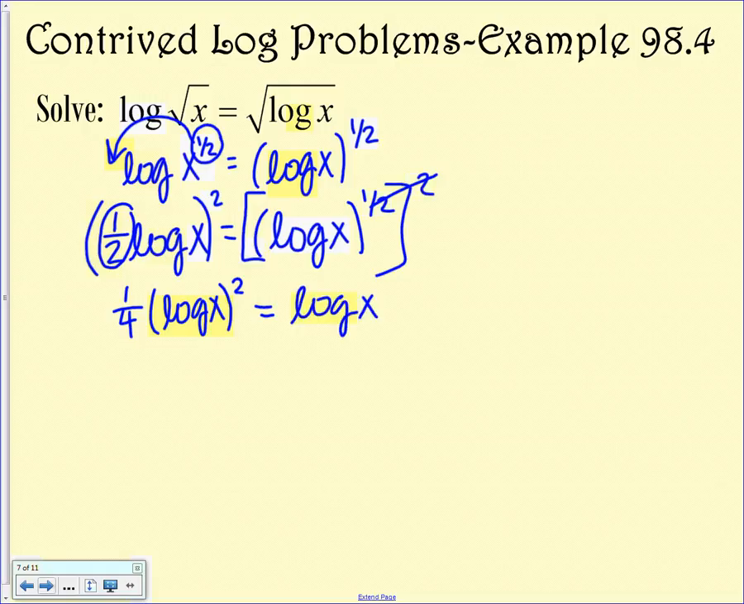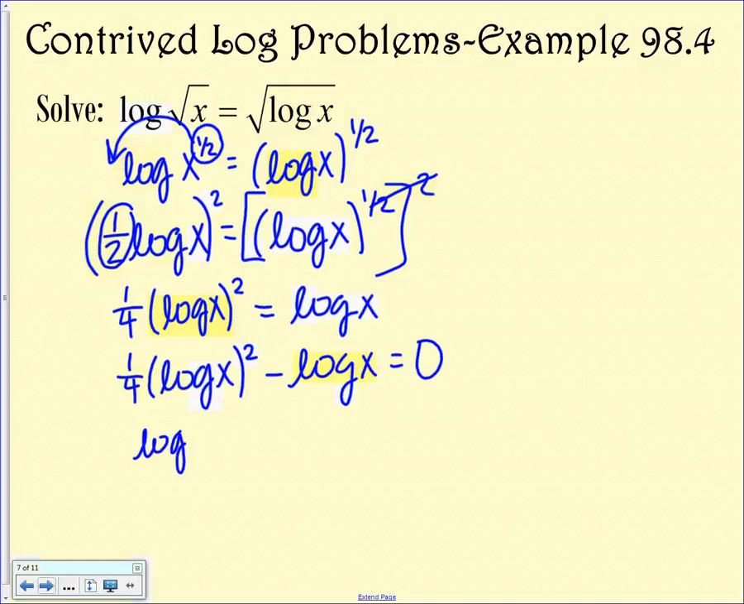And so now we have a log of x squared and a log of x, kind of like an x squared and an x. And we're going to want to move everything to the left side so that we can factor it. So now they both have a log of x in common. And if you pull out a log of x, you're left with 1/4 log of x minus 1.